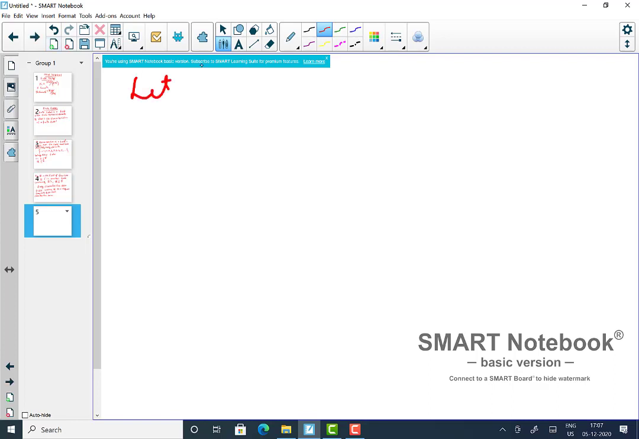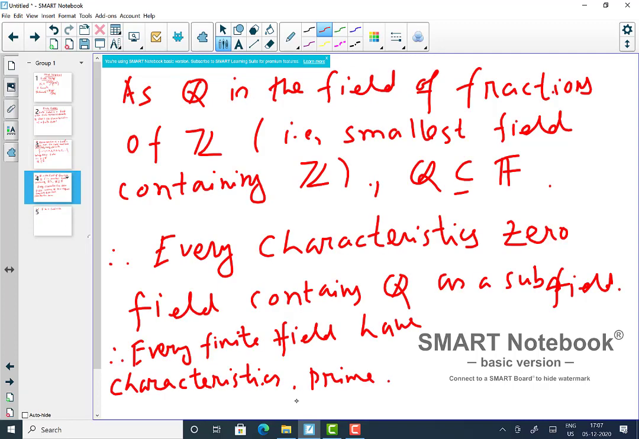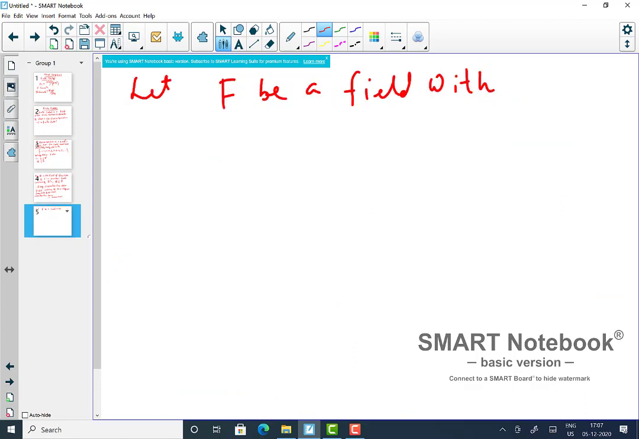So let F be a field with characteristic prime. What about the converse? I can ask you the question: is the converse true? It's my question. You think about it. What does that mean? That means if you have a field whose characteristic is a prime number, does that mean it is a finite field? Okay, so you can find out that. I don't know whether, I mean, this is your homework, whether it's finite or not.